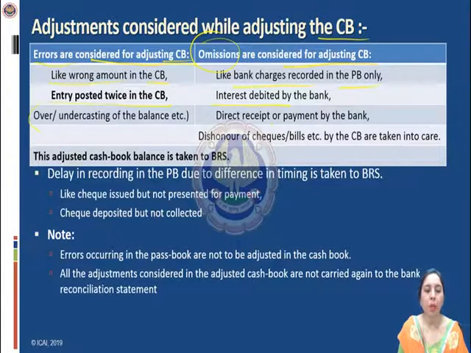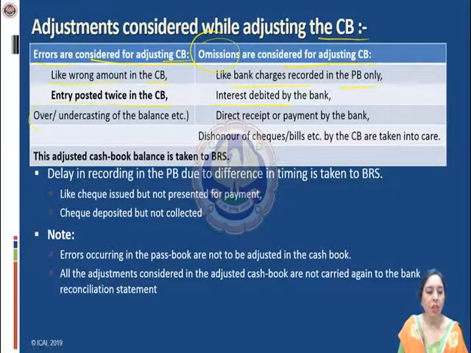Direct receipt or payment by the bank. If on the standing instructions of the customer, the bank has made certain payments or has received certain incomes on behalf of the customer, those are only finding a place in the bank book but have no mention in the cash book till the time the cash book is matched with the passbook. In this case, these receipts or payments are also to be adjusted in the cash book itself, and after adjusting the cash book, the BRS will be made.